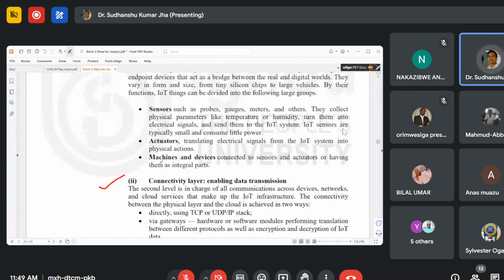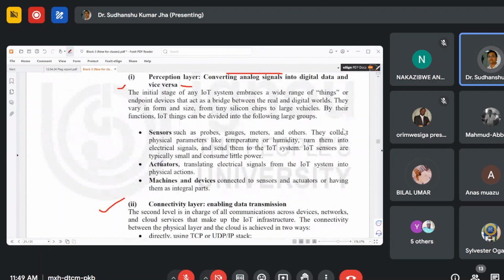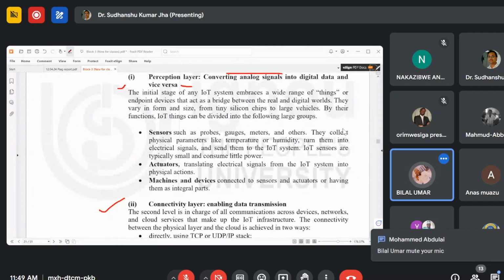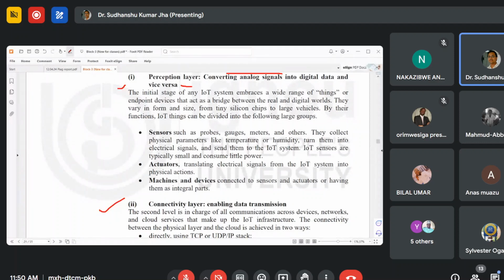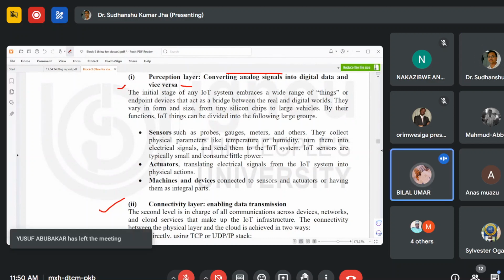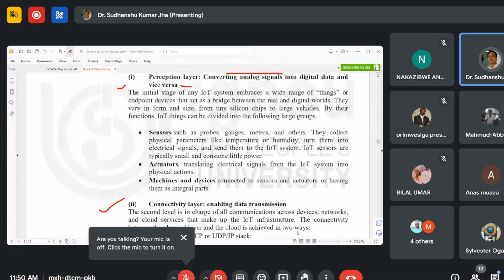So we are discussing the layering, the connectivity layers. Sorry, do you have any question, Bilal? Bilal, do you have any question or doubt? Yeah, sure. Okay, so now, still Bilal is unmuted. Okay, thank you for muting Bilal. So now let us continue.